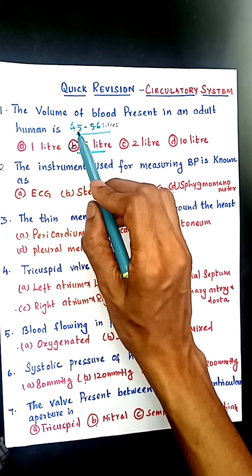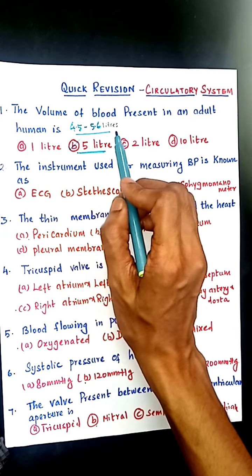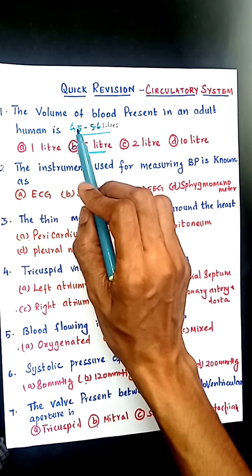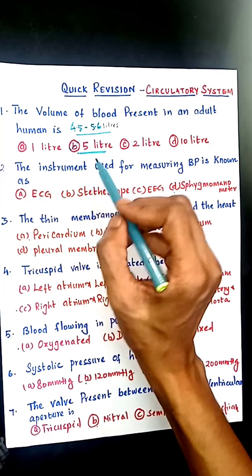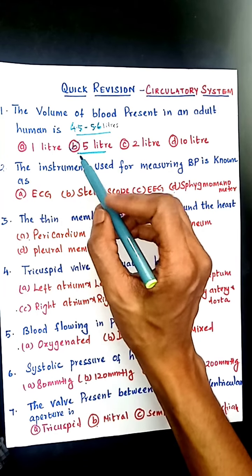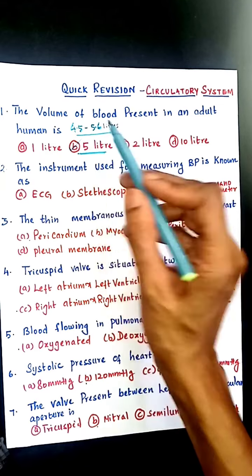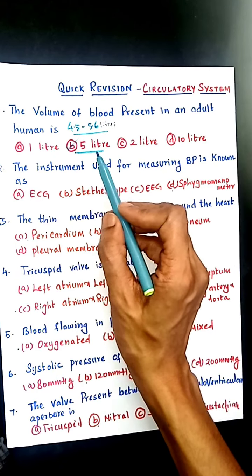Actually there is a range for this. 4.5 to 5.6 liters is the volume of blood present in an adult human. This is the normal range. Depending on the choice given, you closely choose the choice which closely coincides with the normal range. So here the second choice, 5 liters, is the correct answer.